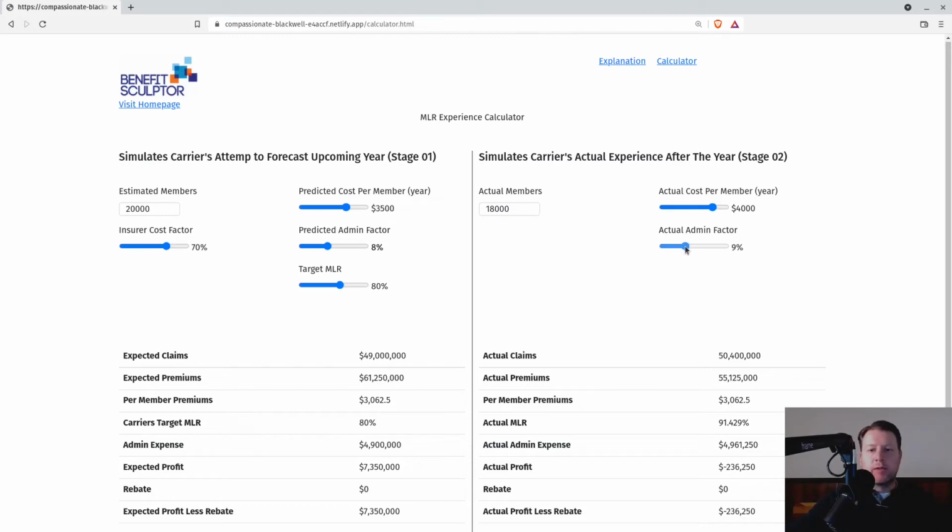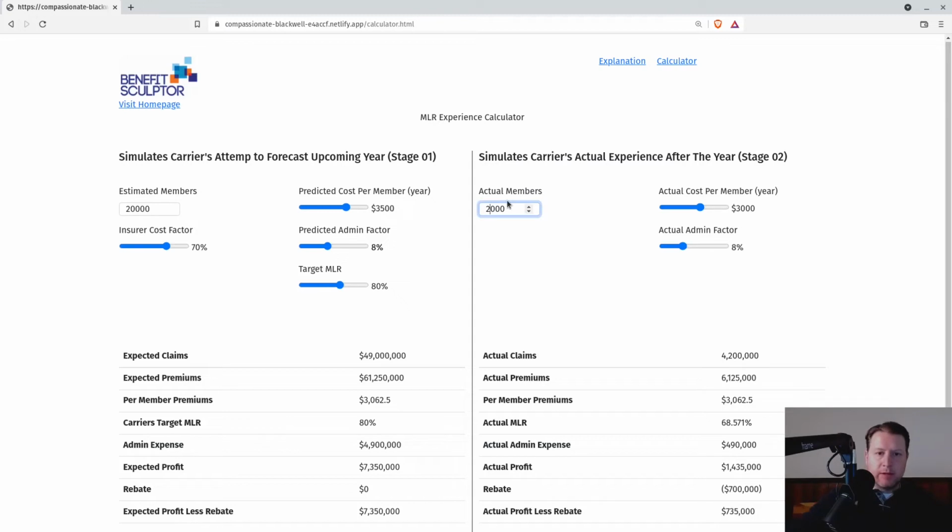Now, the question is, what if they have the alternate experience? What if they picked up more members than they expected, and costs were equal? Well, they're maintaining the same medical loss ratio because the spread between premiums and claims is the same, even though the numbers themselves are different, and the insurance company makes more profit. But what happens if actual claims costs go down?